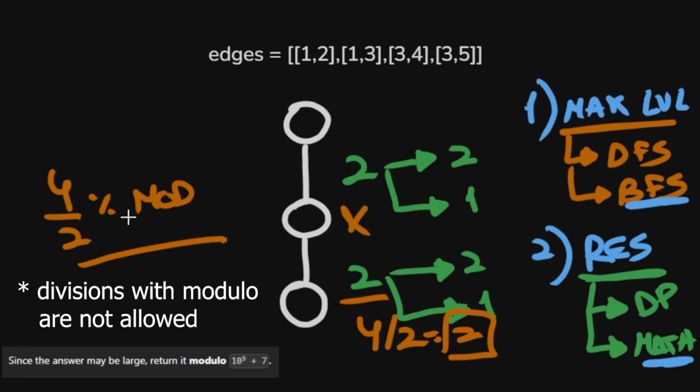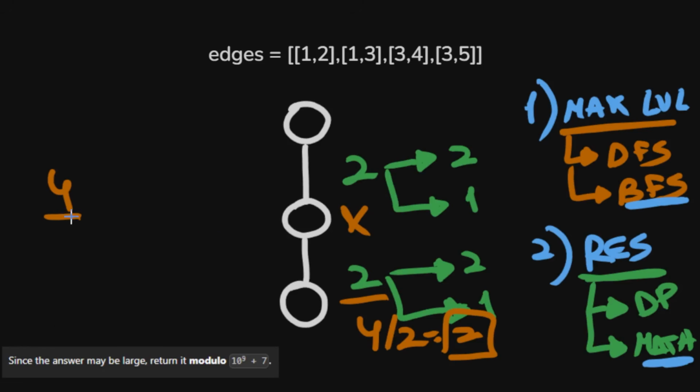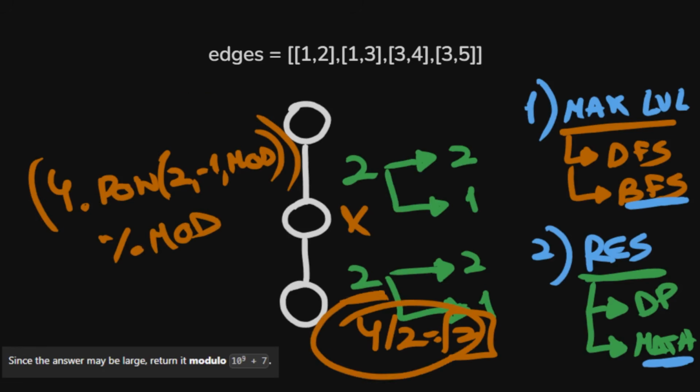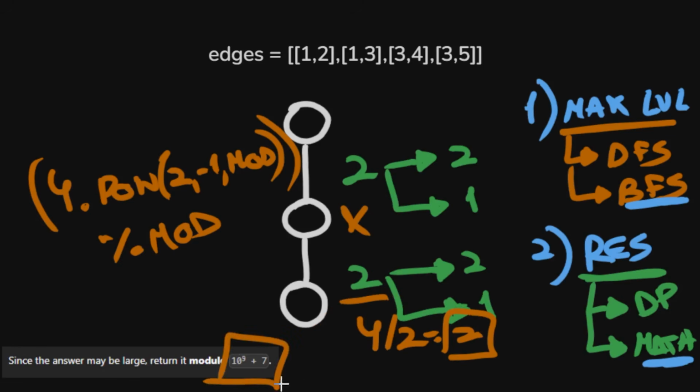This is not possible. So what we can do instead is 4 times, and here we can use pow in Python, 2 to the power of minus 1, and here we use our mod value. And of course we can take this modulo mod. So this is basically the same as this, but using the mod value.